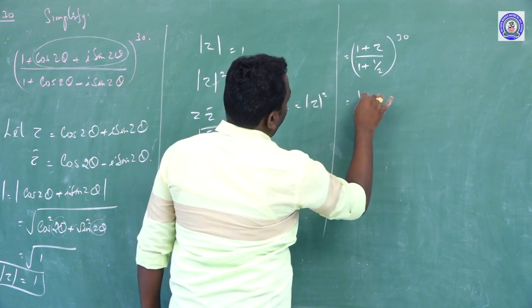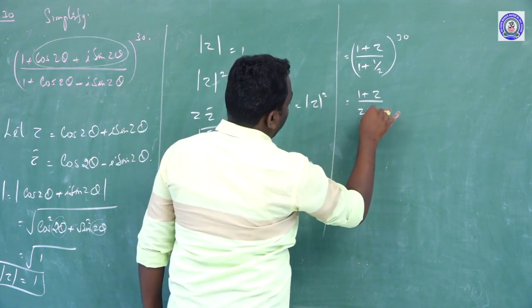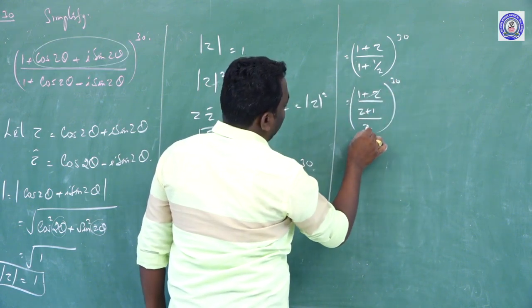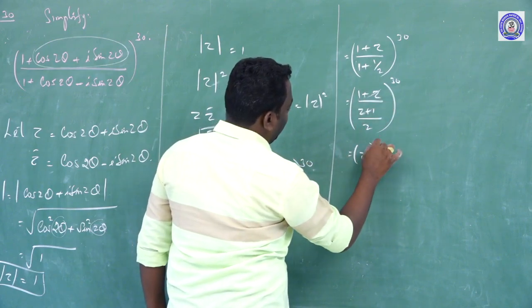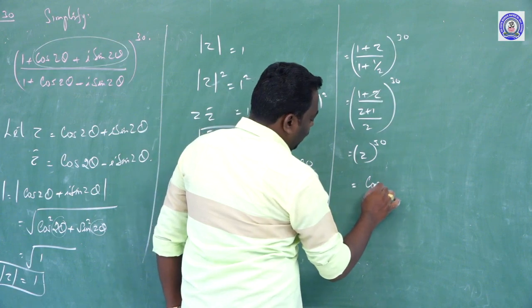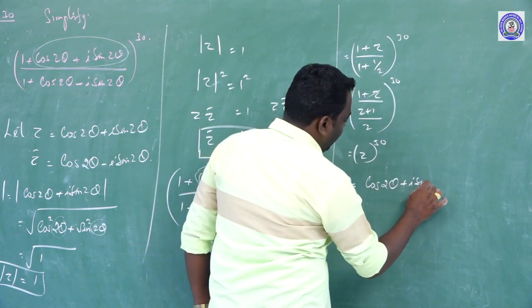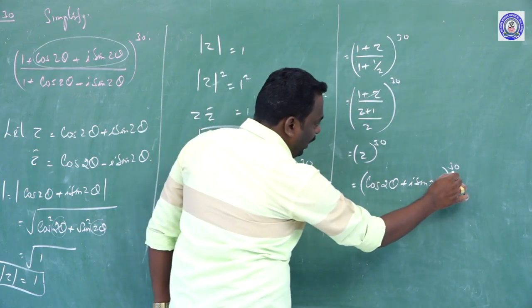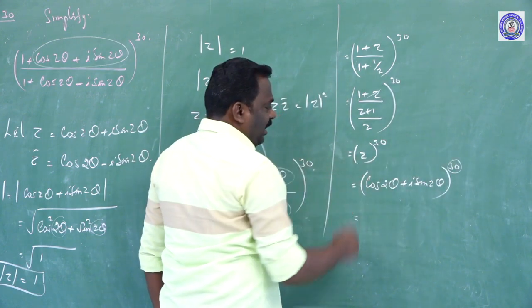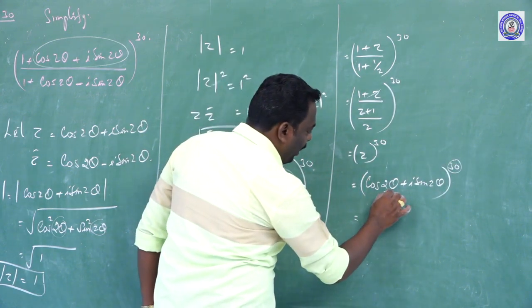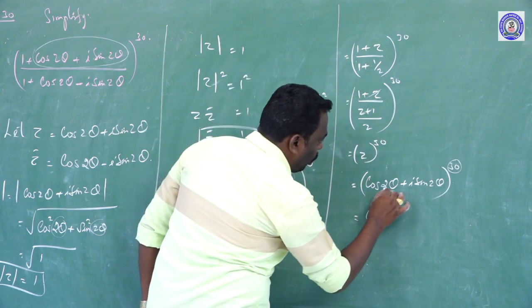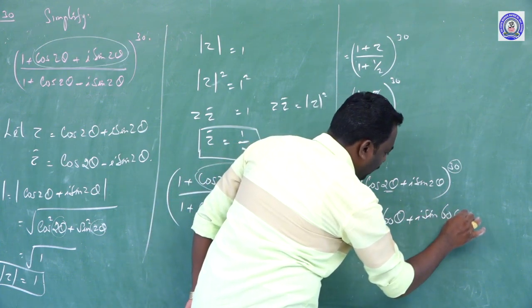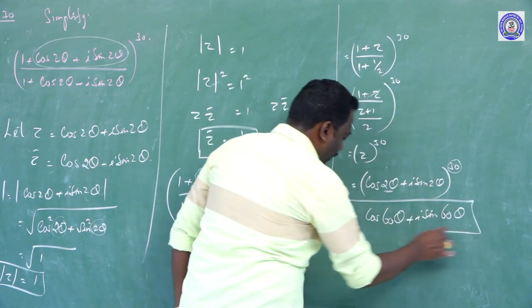Now take the common denominator: (1 + z)/((z + 1)/z), whole power 30. Therefore these two terms cancel, z goes to the numerator, and that equals z^30. Now what is z? It is (cos 2θ + i sin 2θ)^30. Bring the power n inside the bracket to multiply with the argument. The argument here is 2θ. Therefore cos(2 × 30 θ) = cos 60θ plus i sin 60θ, and that is the final solution of the given expression.